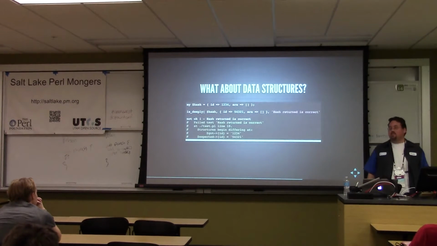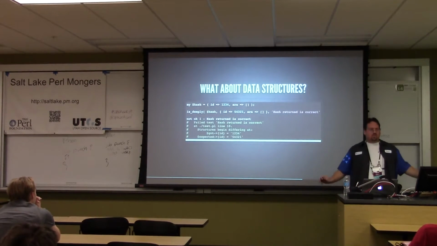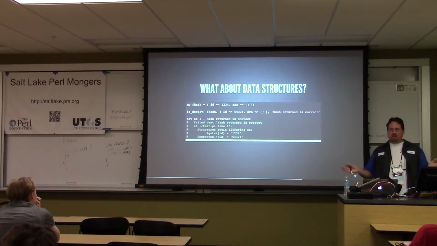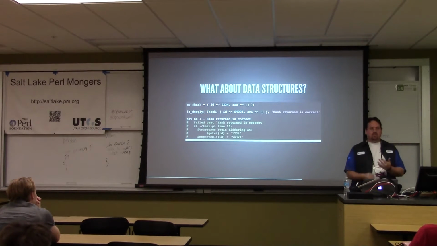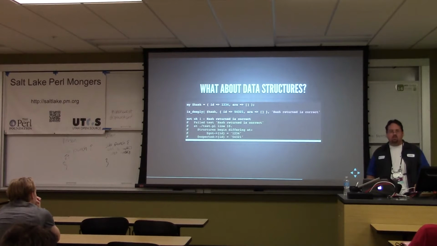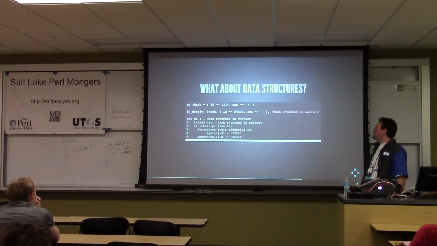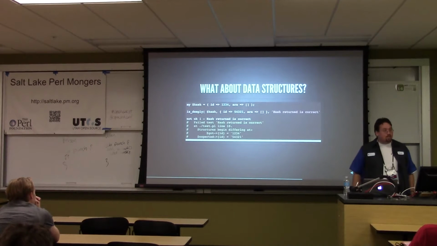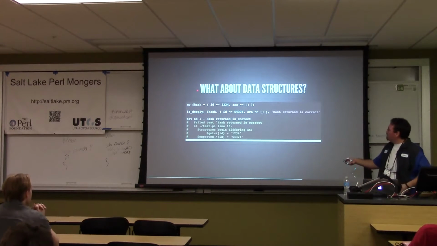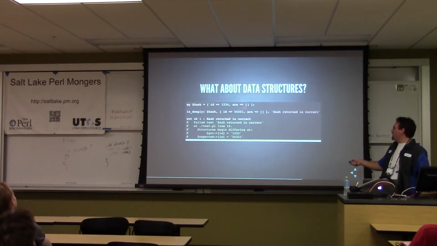Data structures. We're not just doing scalars here, and we're not going to be just doing our comparisons, right? We need something to test our hashes, or our hashes of arrays, or our arrays of hashes, whatever we're doing. Well, Test::More gives us is_deeply. So here's an example of a hash that has an ID and an array. I pass in my hash, pass in what I'm expecting as a test, and then check.